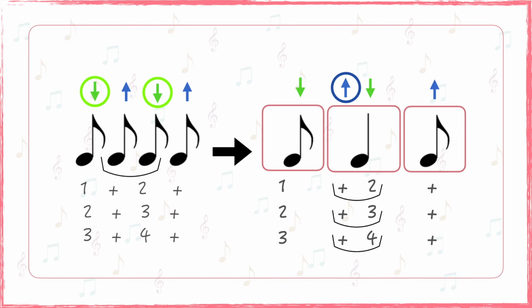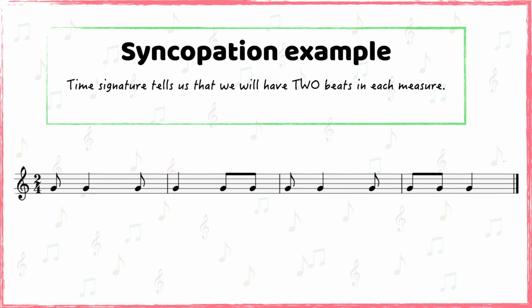Let's now look at a rhythmic example with the syncopation. We will use two numbers to count the rhythm, as the time signature indicates. Here is how we count it.